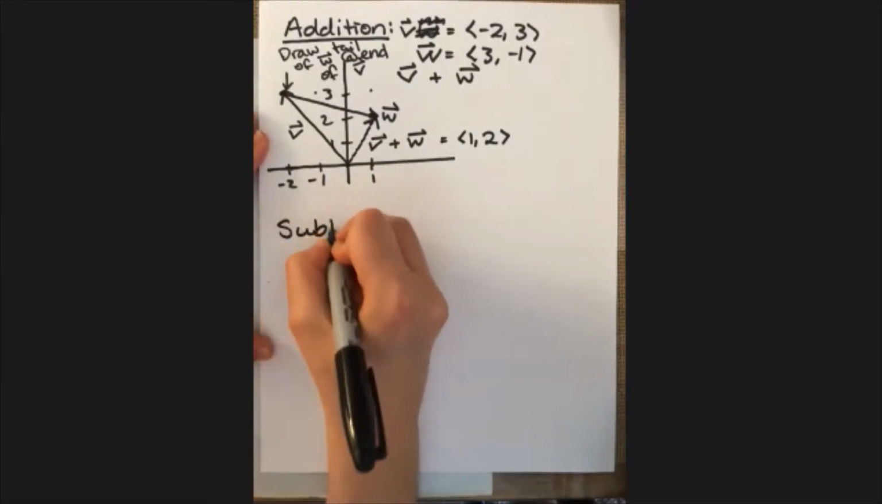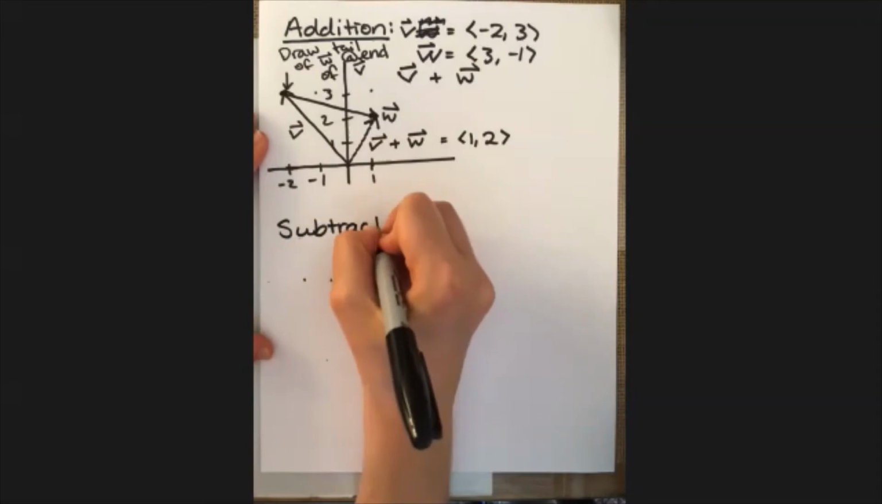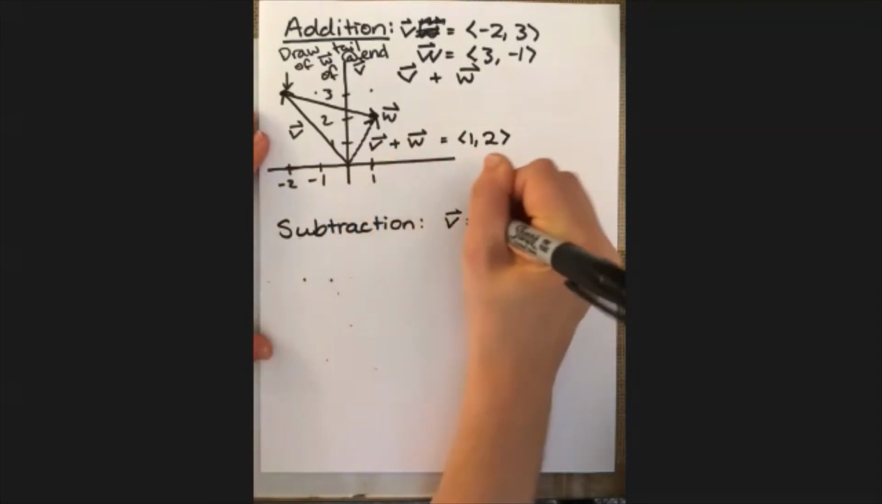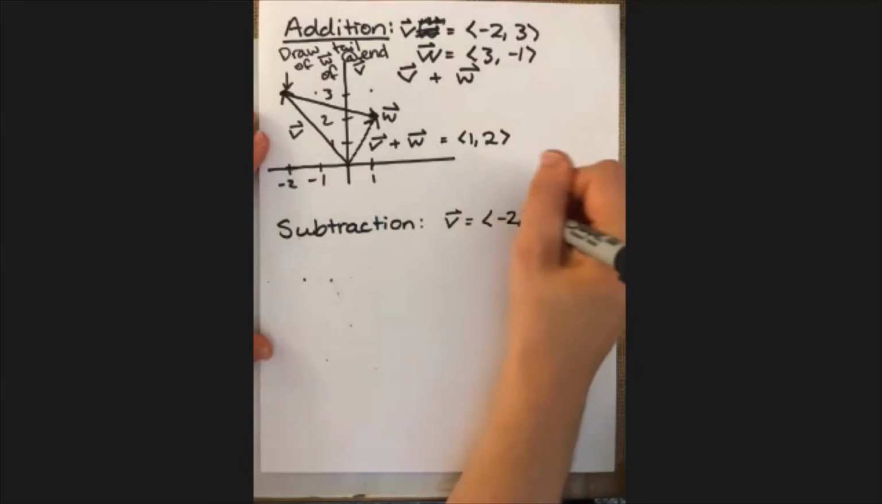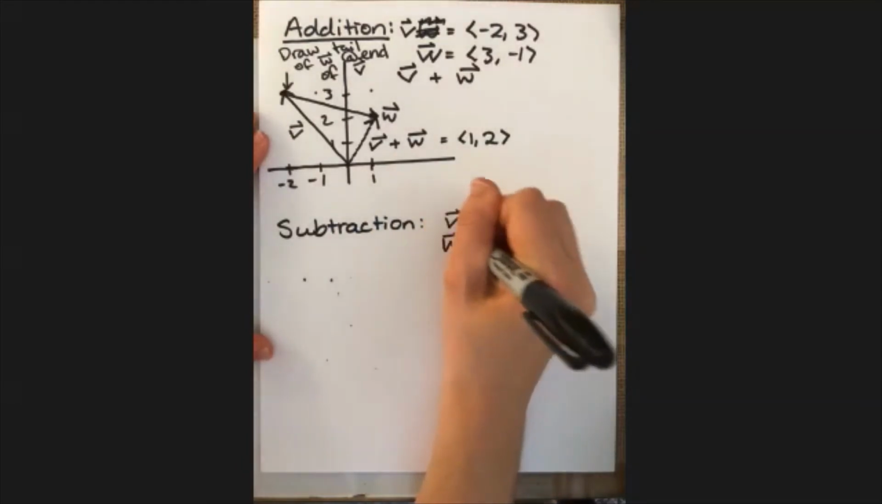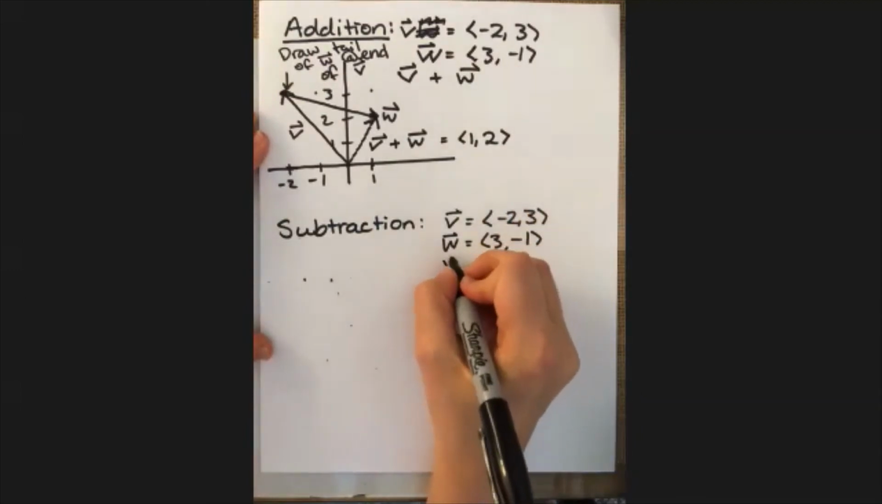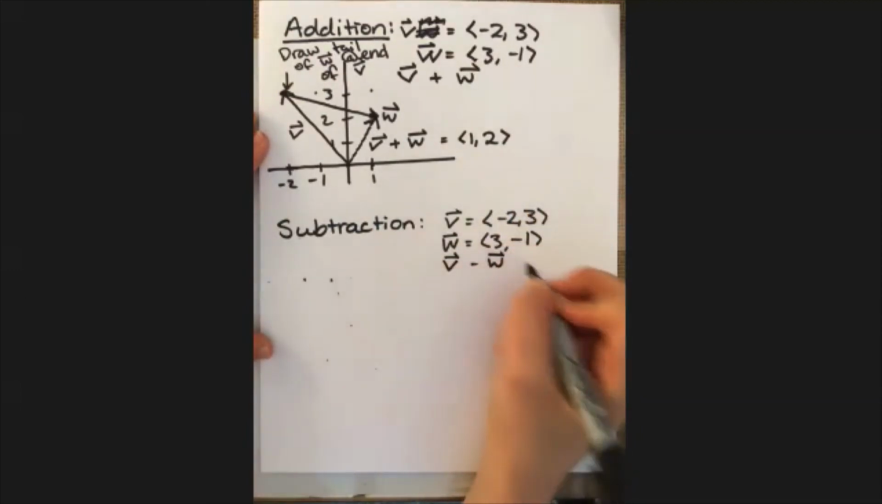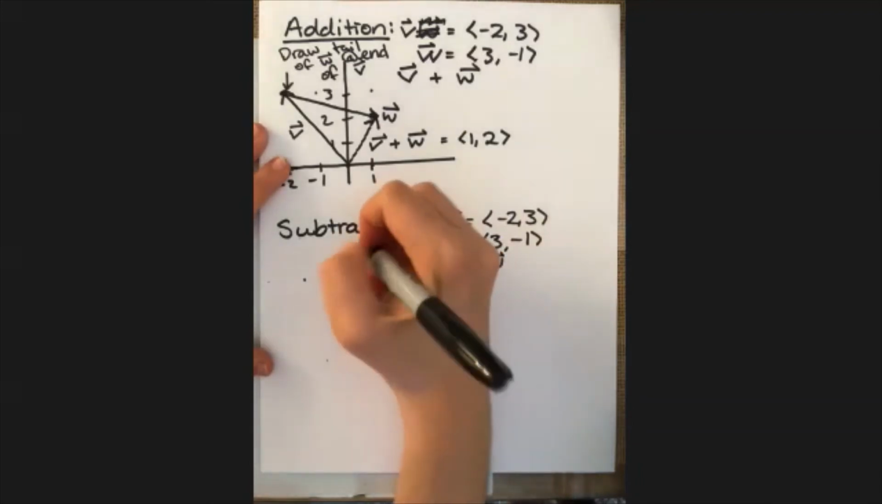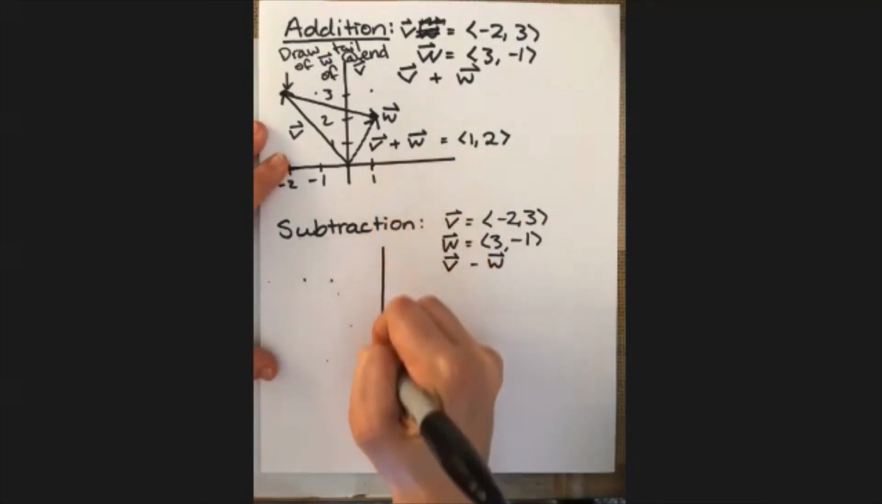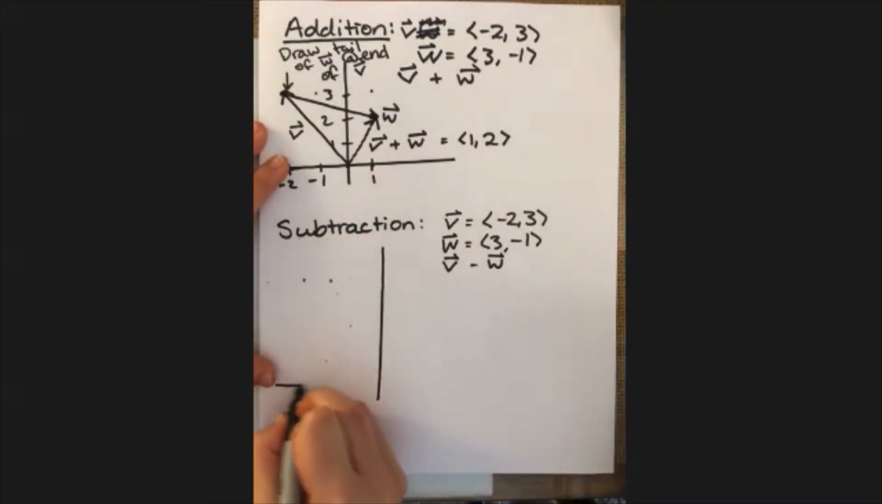Now subtraction is going to combine the ideas from both addition and multiplication. So going back to these same two vectors, we're going to find v minus w. So I'm going to start out with the same idea as before. I'm going to graph v first.